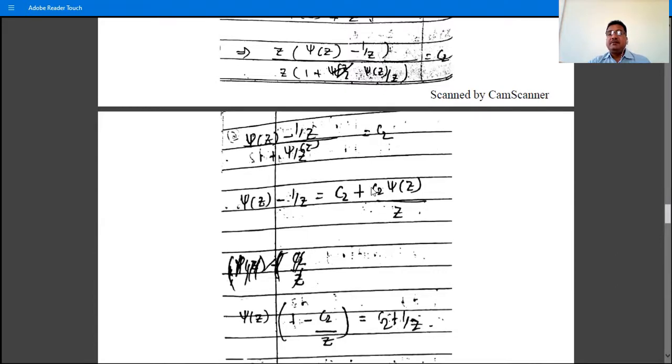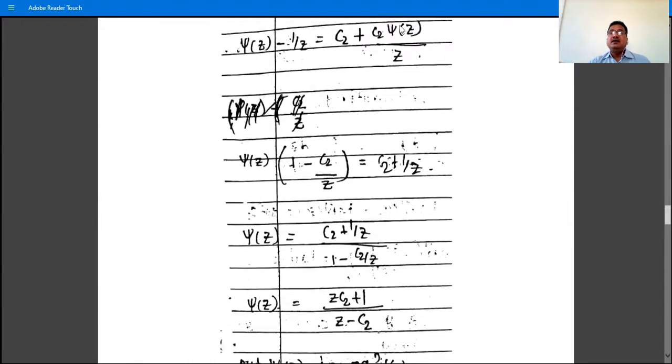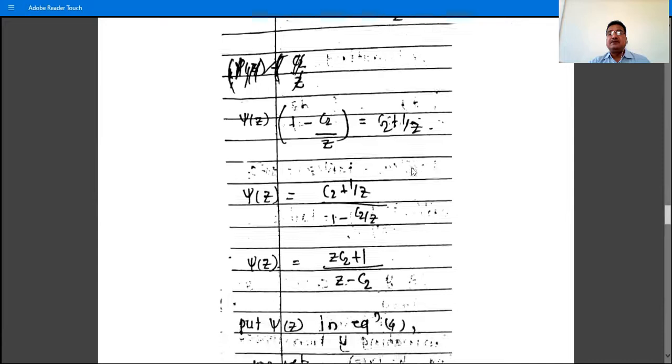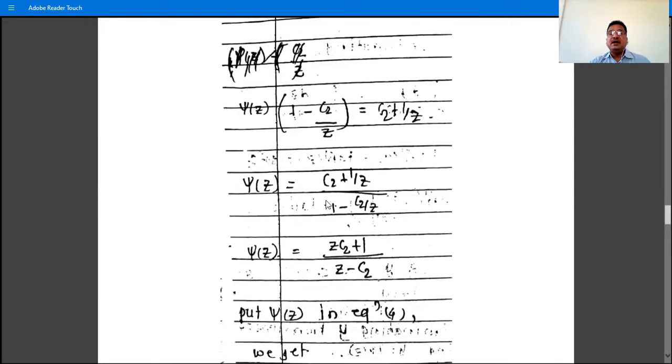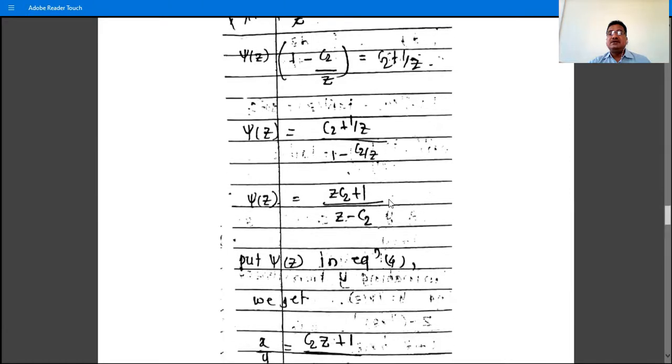After multiplying C2 plus C2 psi z by z, shift this quantity to the LHS and take psi z as common. So 1 minus C2 by z is equal to C2 plus 1 by z. Then psi z is (C2 plus 1 by z) divided by (1 minus C2 by z). Taking z as LCM, z times (C2 plus 1) over (z minus C2), the z gets cancelled.